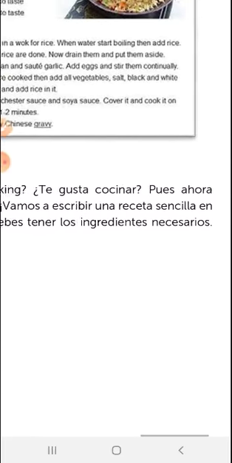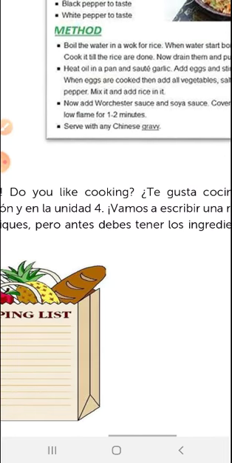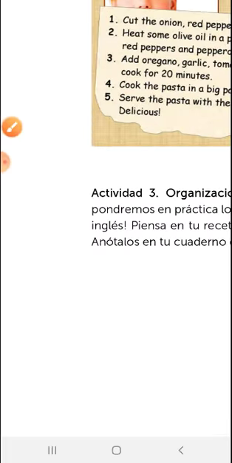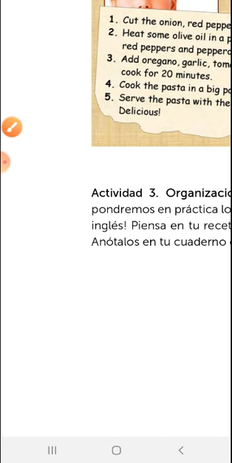Do you like cooking? ¿Te gusta la cocina? Pues ahora pondremos en práctica lo aprendido en esta lección y en la unidad 4. Vamos a, attention, escribir una receta sencilla en inglés. Remember, escribir una receta sencilla en inglés, not in Spanish.